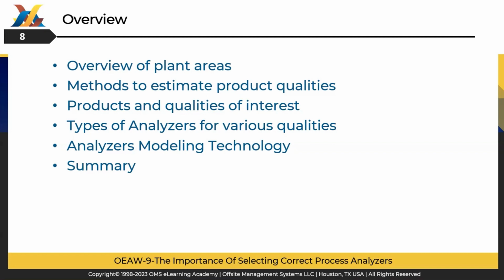Welcome to the 9th series of webinar, jointly hosted by OMS eLearning and also Modcon. In today's webinar, in my first part, we will cover the overview of plant areas in a typical refinery and how we estimate the product qualities, the different methods, and what the qualities of interest are for products as well as components. What are the different types of analyzers for various qualities, and how do we model analyzers? And then in the end, we'll summarize the presentation in this webinar.